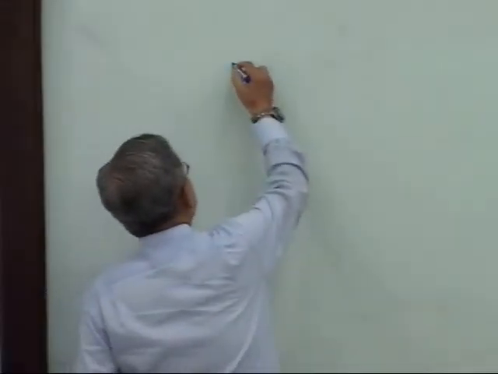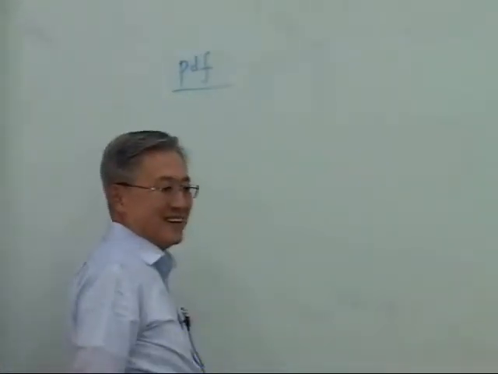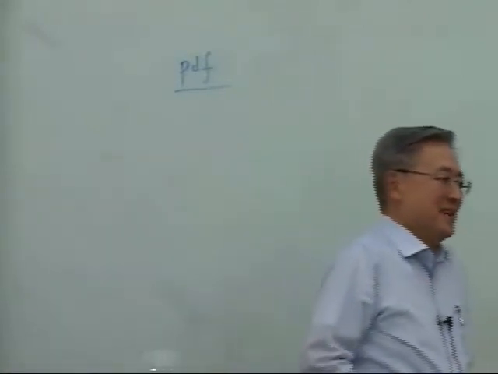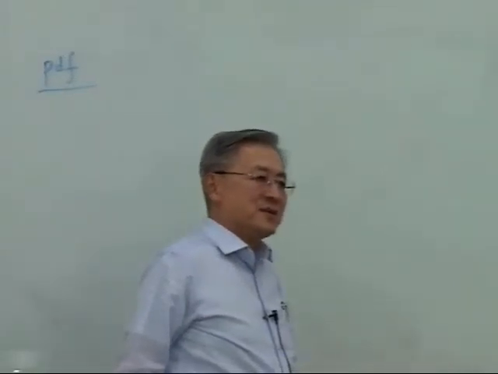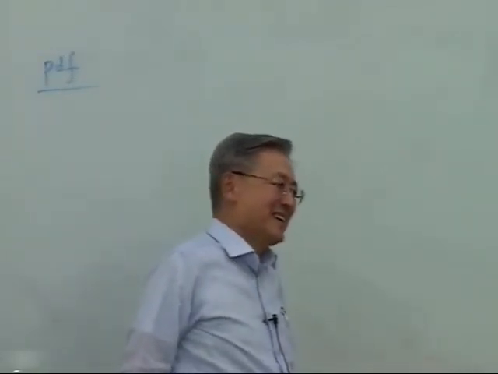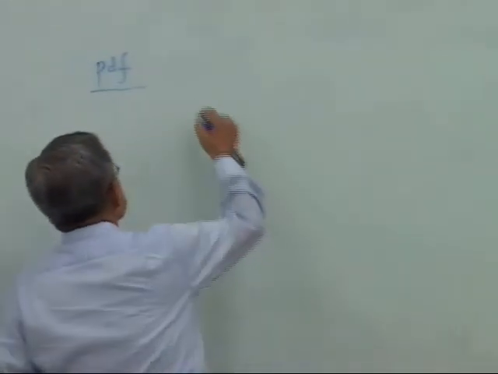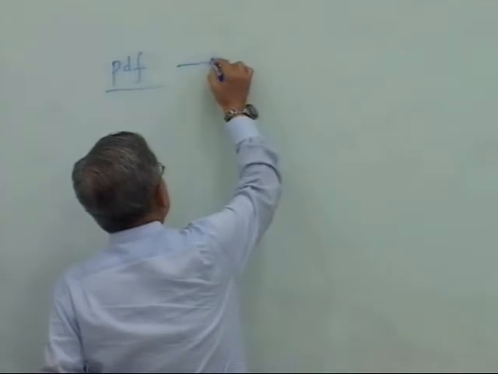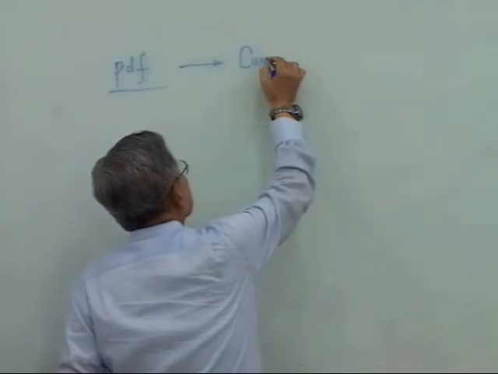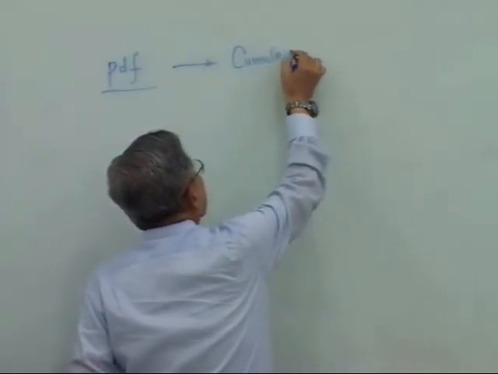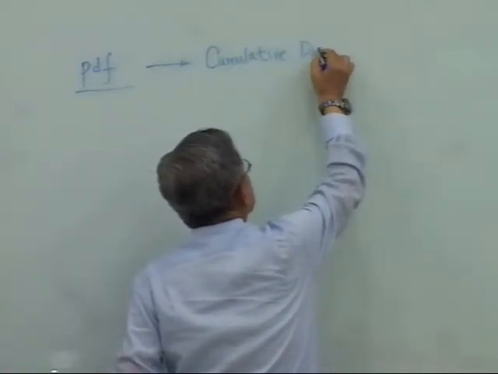What's a PDF? Probability density function. You stupid, then why keep asking us? Because everything starts from probability density function. Of course, then this will lead into the so-called cumulative distribution function.